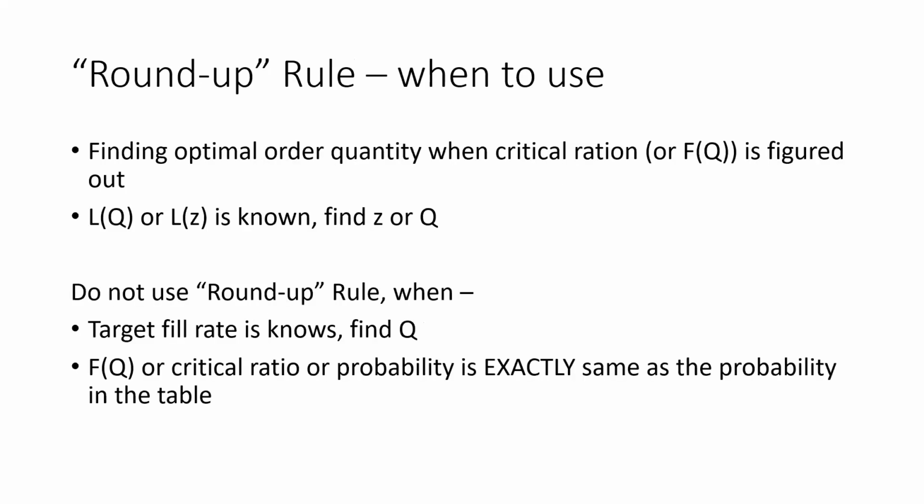Okay, when to use roundup rule. When you find optimal order quantity, when you figure out the critical ratio or F of Q, or there's a typo here, it should be critical ratio. And when L of Q or L of Z is known, and you find Z or Q, you use the roundup rule.